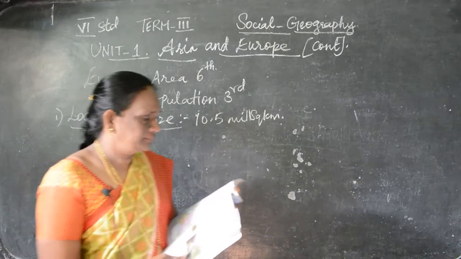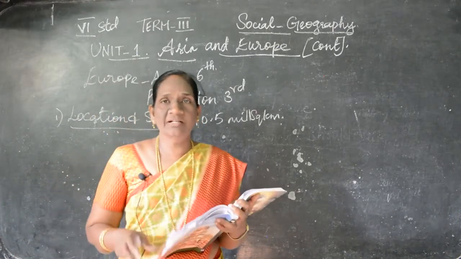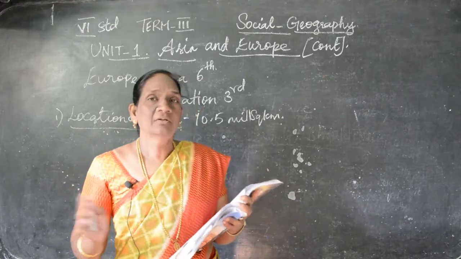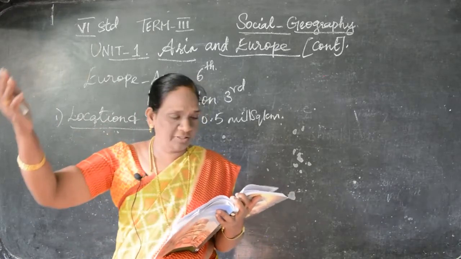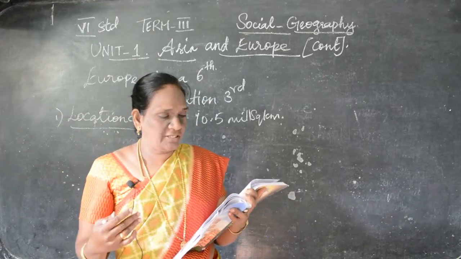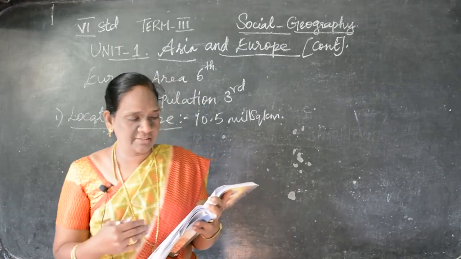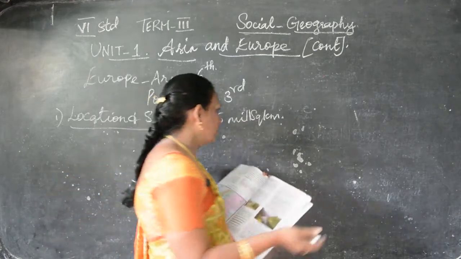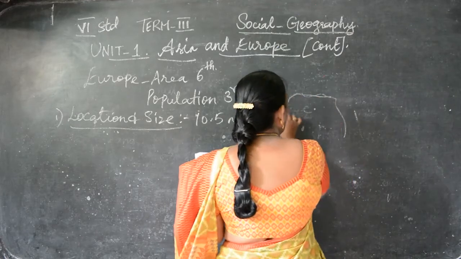And we'll see about the location, what surrounds it in each direction. It is surrounded by the Arctic Ocean in the north, the Black Sea and Mediterranean Sea in the south, the Atlantic Ocean in the west, and the Ural Mountains in the east. Shall we see the location of Europe? I'll draw the European map.